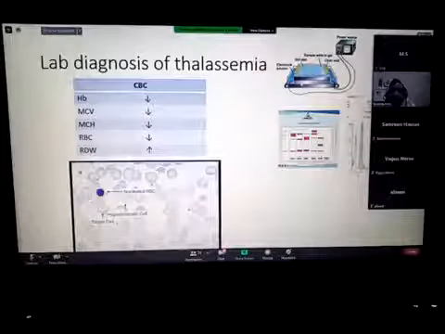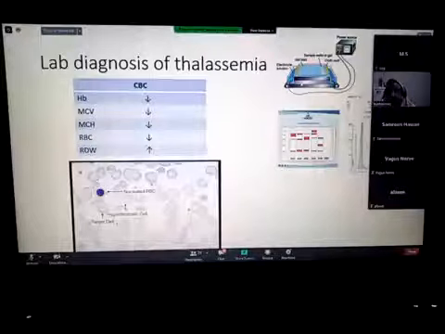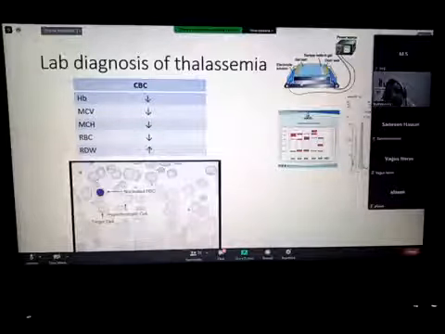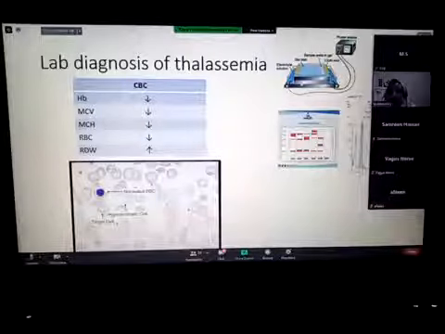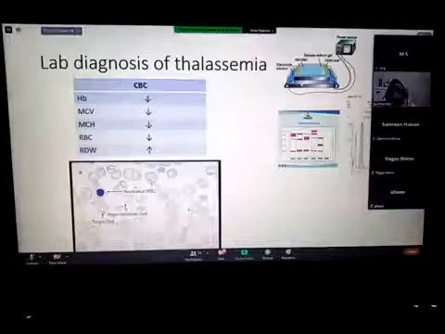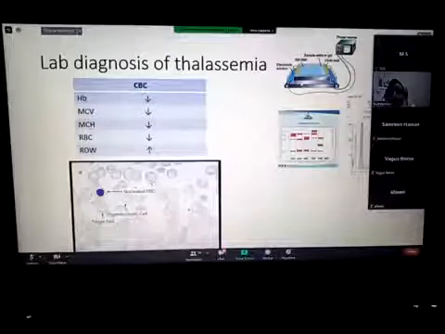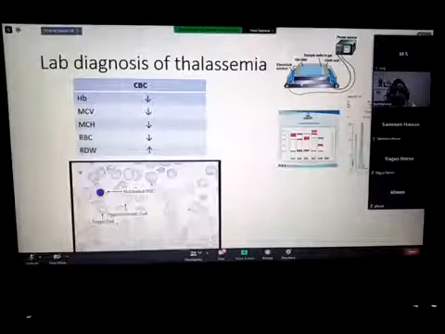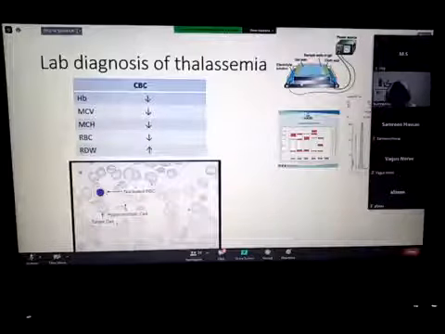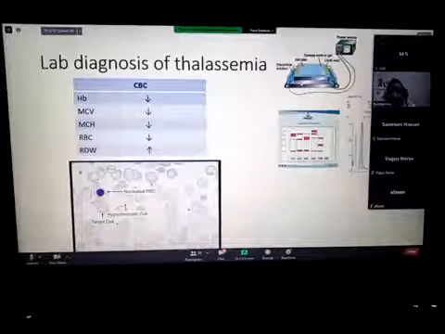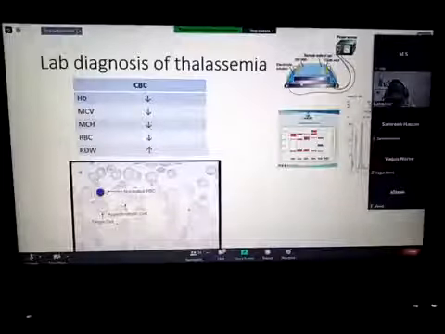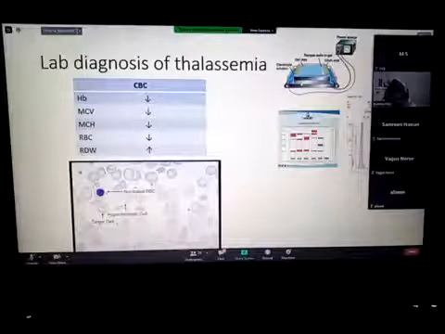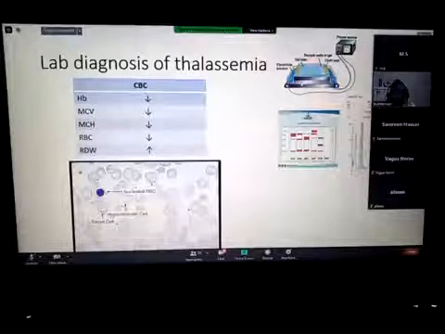And how do you diagnose it? For beta thalassemia, you do hemoglobin electrophoresis or hemoglobin chromatography, and you find that the majority of hemoglobin which is there is hemoglobin F, and that's how you diagnose. If this is a patient of beta thalassemia major, the hemoglobin will be all F. Hemoglobin A will be 0, and A2 will be variable. That tells you that this patient is suffering from thalassemia major.